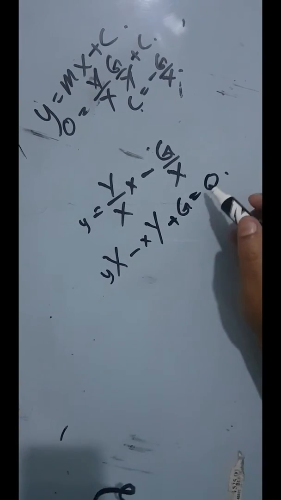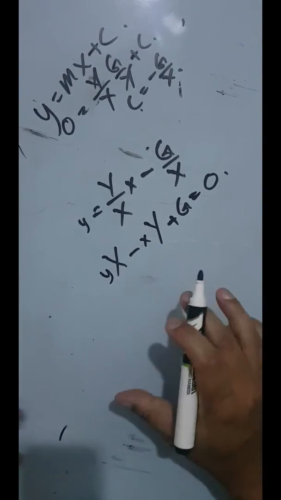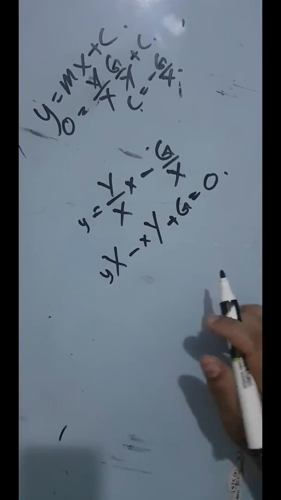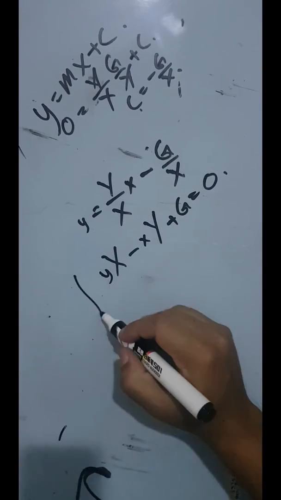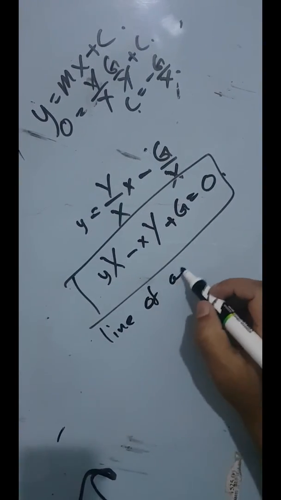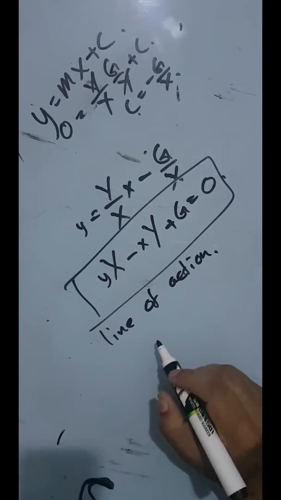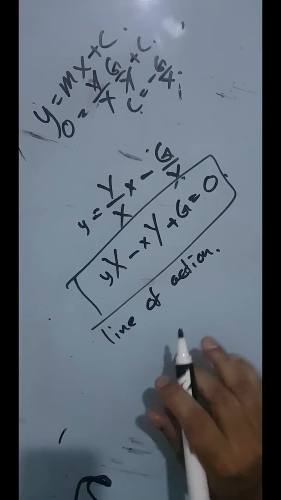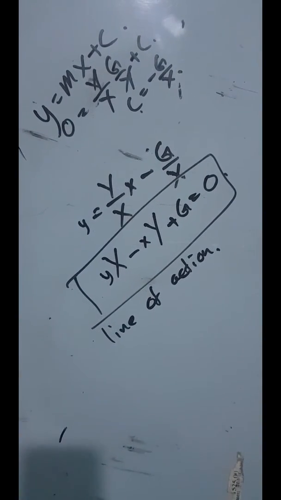Right, so now this is in the form of y equals mx plus c. Well, not exactly in that form, but you can rearrange it to that form. So this is called the line of action of a system of a single force only, right? Okay, if you have any questions, please let me know.